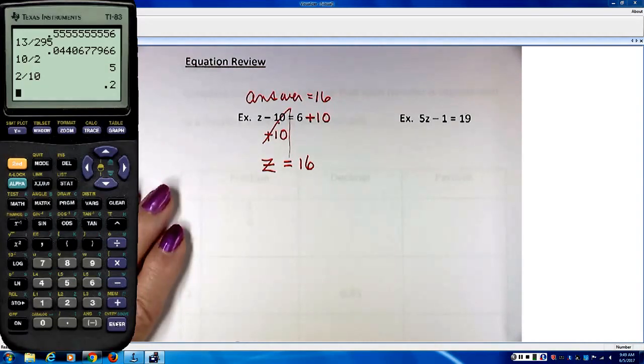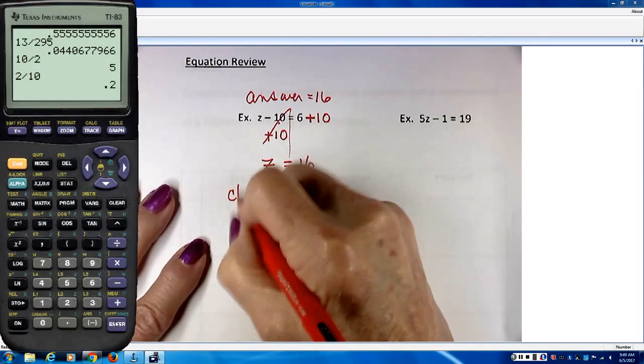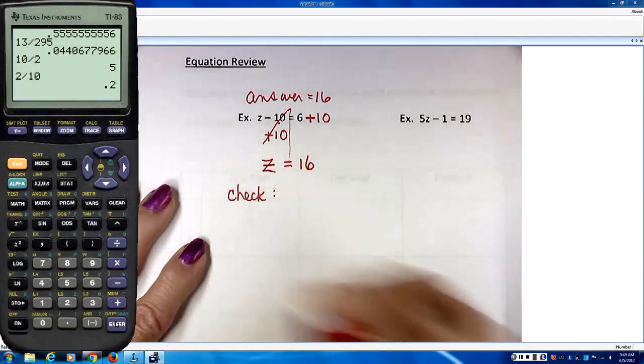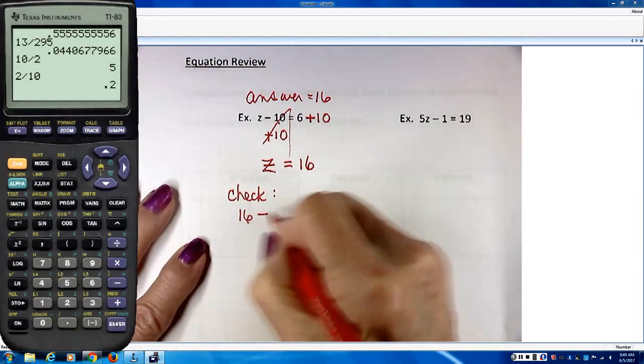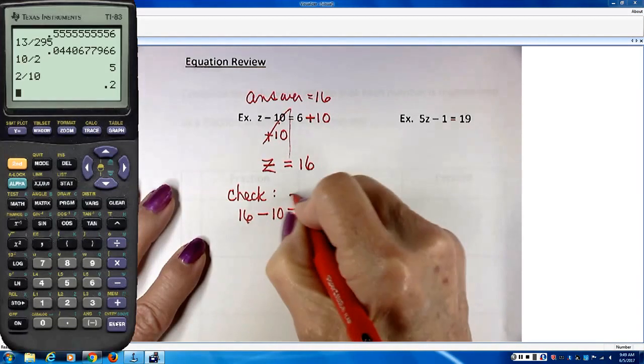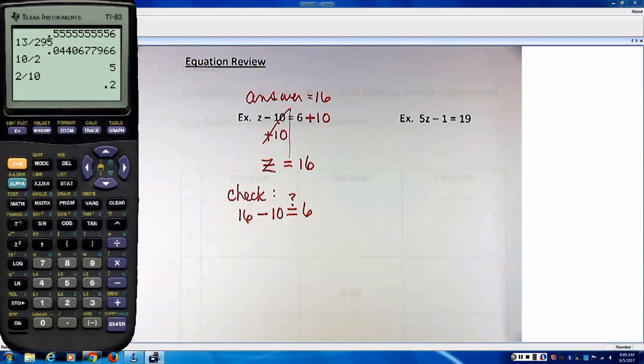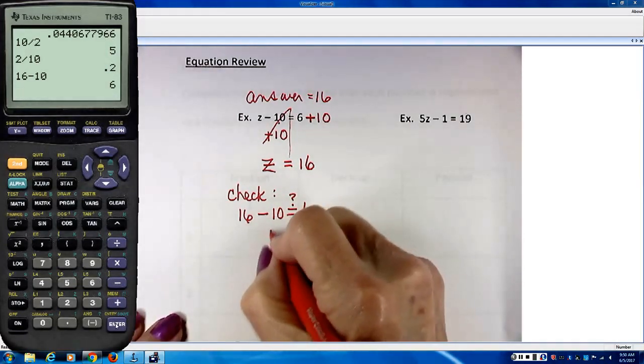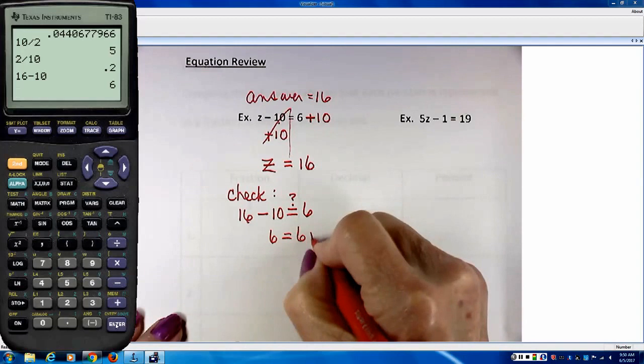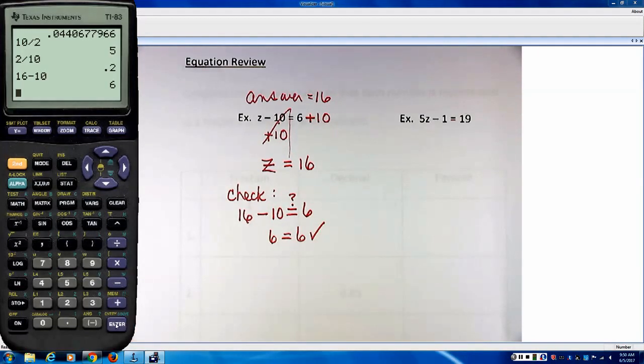And I would suggest that you always check yourself. Does 16 minus 10 equal 6? And it does. So you always want to verify that your answer that you came up with actually works back in the original problem.